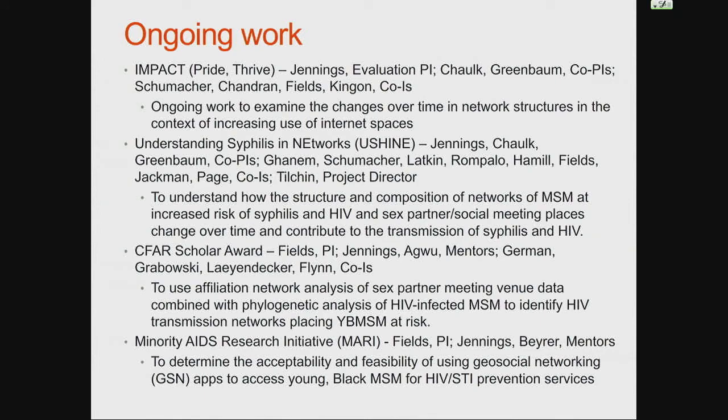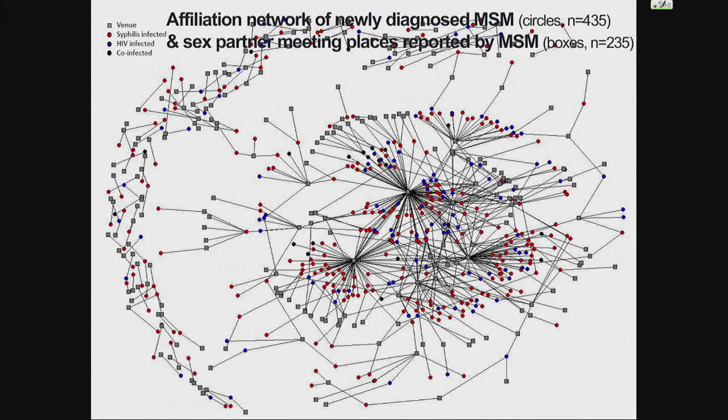a CFAR Scholar Award to look at how the phylogenetic transmission structures relate to these venue-based structures. And we're already starting to test how to access, because right now the Public Health Department does not have a strategy at all for online venues. So Errol is leading some work as a part of a MARI award to start to figure out how best to access, and working with owners and managers of these online venues to access populations that are at risk. So this is just the beginning of the work with syphilis and HIV.